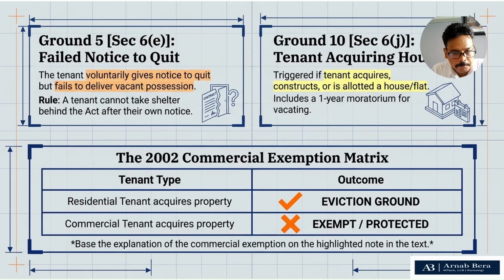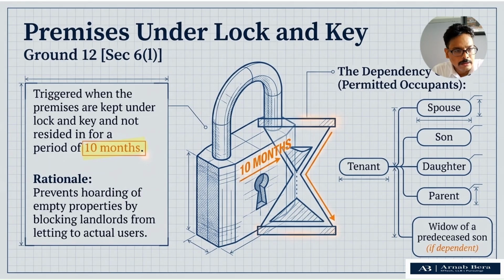And then ground 12, the last ground, section 6L, which says the trigger is when the premises is kept under lock and key, not residing for 10 months. If the tenant has made a tenancy agreement but is not staying there for more than 10 months, that's a valid reasonable ground, because this prevents the hoarding of empty property by blocking landlords from letting actual users. If a tenant has made a tenancy agreement, he must stay in or use that premises. So this is ground 12 and section 6L.